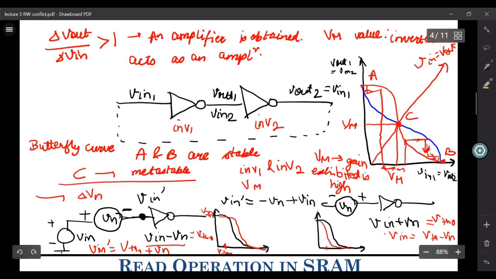So now you understand that if the applied polarity is like this, where the positive terminal of this noise is applied to the input of the inverter, it shifts towards the left. And when the negative terminal is applied to this inverter, it shifts towards the right.